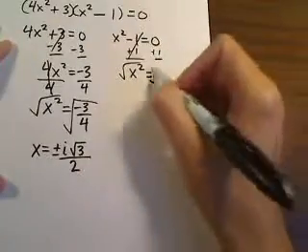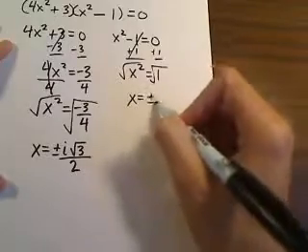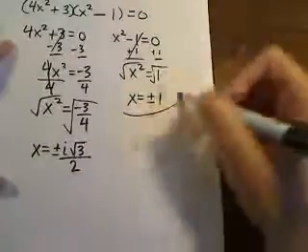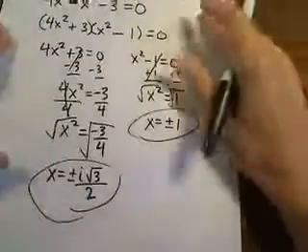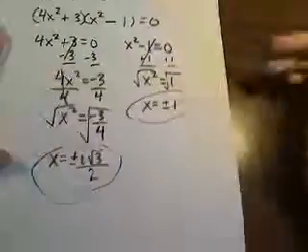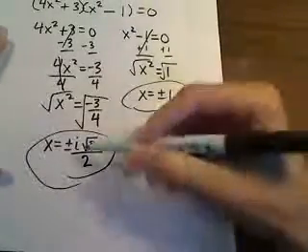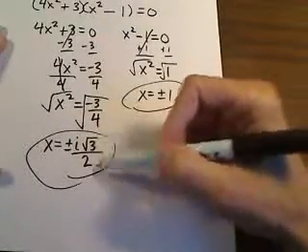and then I take the square root of both sides, I get x is equal to plus or minus 1. Okay, so there ends up being 4 solutions here, and that's because we're looking at a fourth power polynomial. And plus or minus 1 and plus or minus i times the square root of 3 over 2.